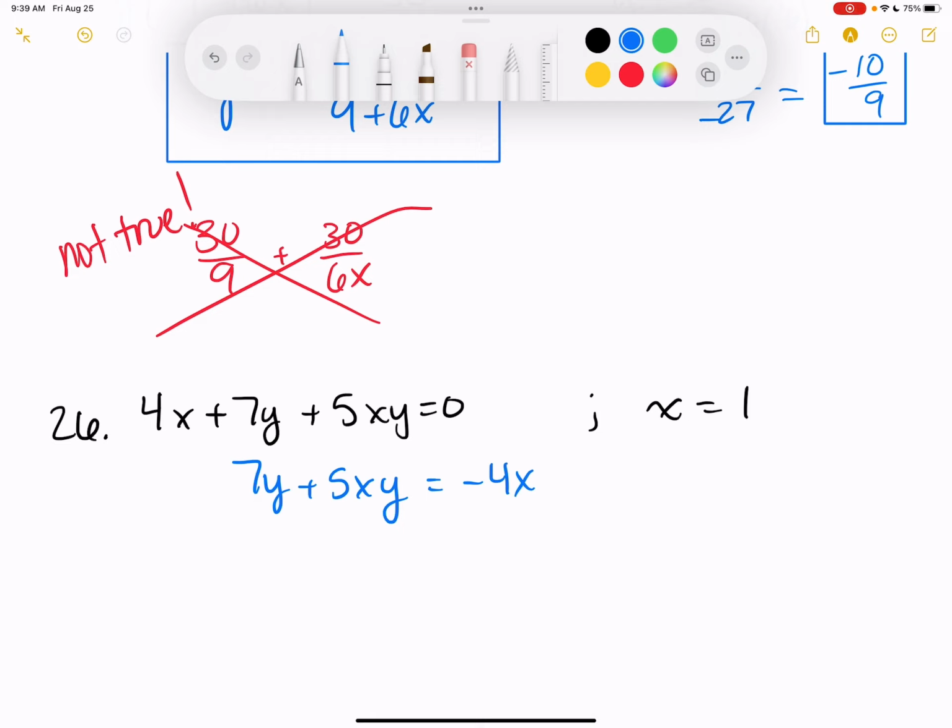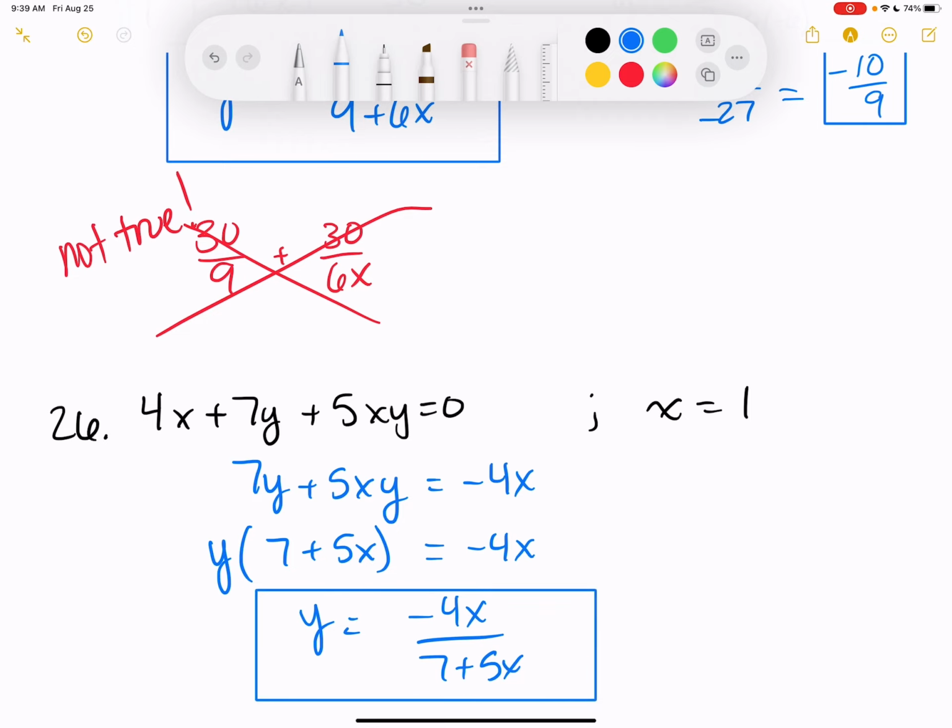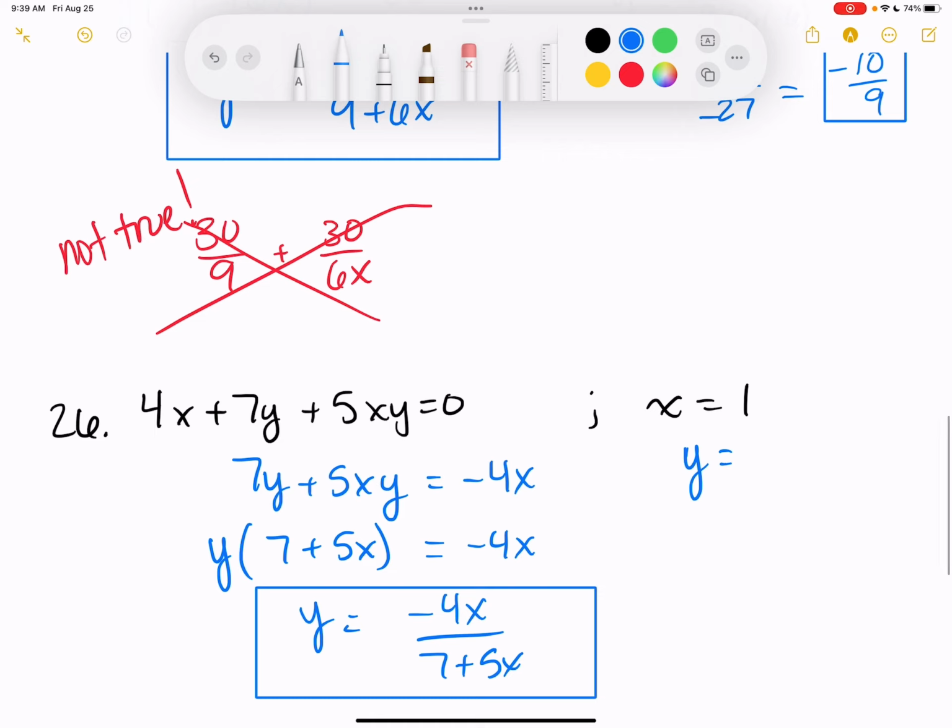Now what? Then you take out the y's. Now I can take out the y. I can't take out the y up here because it's not in every single piece. If it was, then I could. So now I'm left with y times 7 plus 5x is equal to negative 4x, so y equals negative 4x over 7 plus 5x. So there's the setup. Plug in 1. Y equals negative 4 times 1 over 7 plus 5 times 1, or negative 4 over 12, which is negative 1 over 3.